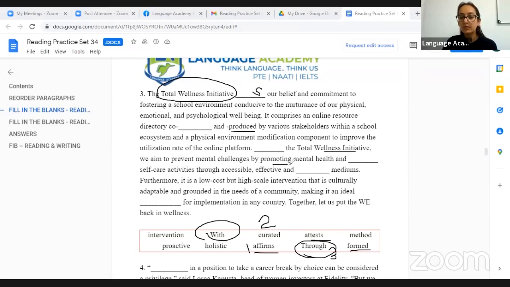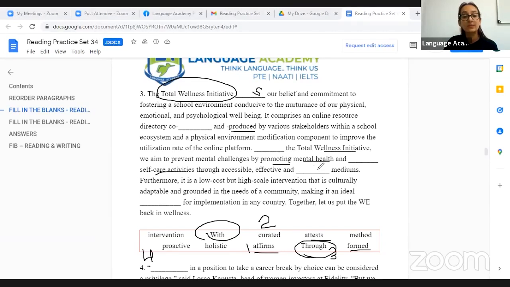So what do we want to promote? We want to promote mental health and we want to promote self-care activities. What kind of self-care activities? So proactive. Proactive is before you fell into any problem, before you face that mental any negative situation for mental health, you have to be proactive. Proactive means plan ahead. Don't fall into that situation. And we need proactive self-care activities through accessible, effective, and dash mediums.